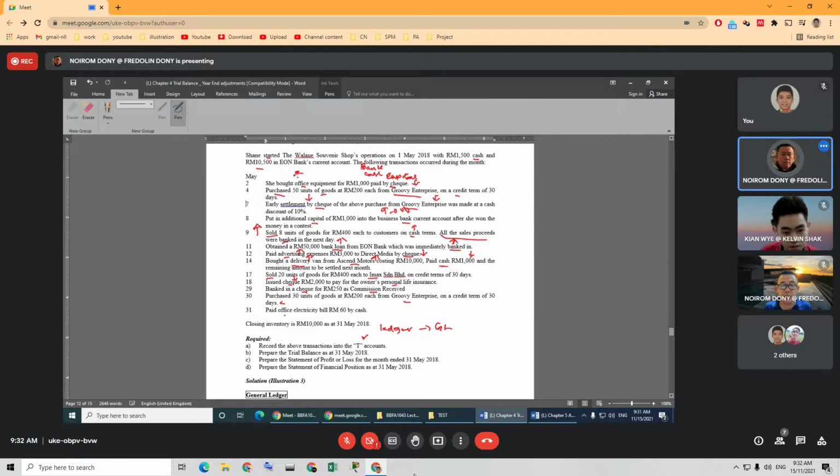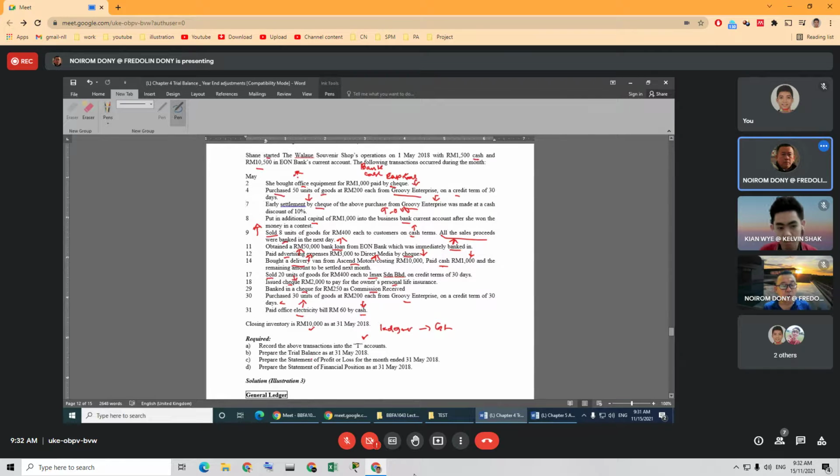So this is credit payable, Groovy Enterprise, and purchases. And the last one, paid office electricity by cash. So electricity and cash. This is the keyword. Okay, reduce of cash, increase of expenses on electricity. Closing inventory, so you're given it. So additional information: record the above transactions into the T account. And then after we have recorded the T account, you are asked to prepare the trial balance.